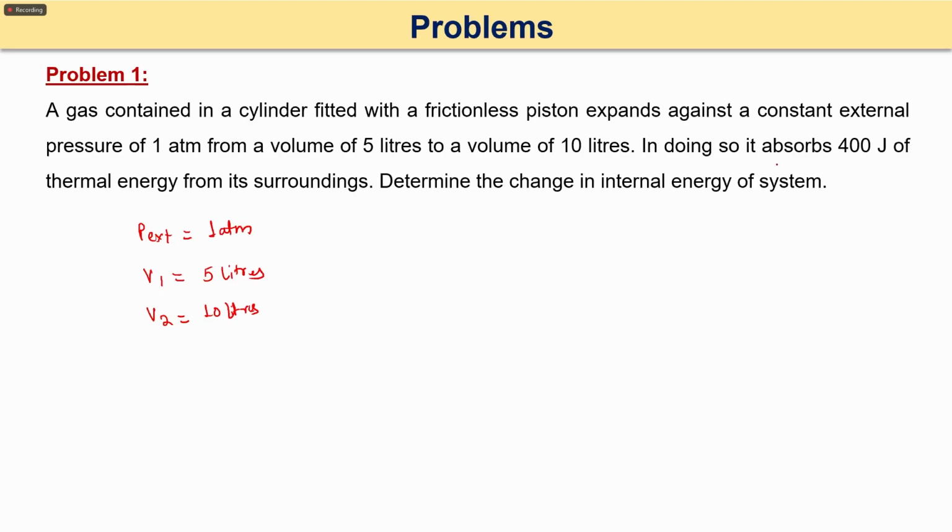So in doing so, it absorbs 400 joule of thermal energy. What is this energy? It is heat. So 400 joule of thermal energy from its surroundings. Basically, we are providing heat for doing work by the system, in which the volume changes from 5 to 10 liters. Determine the change in internal energy of the system.